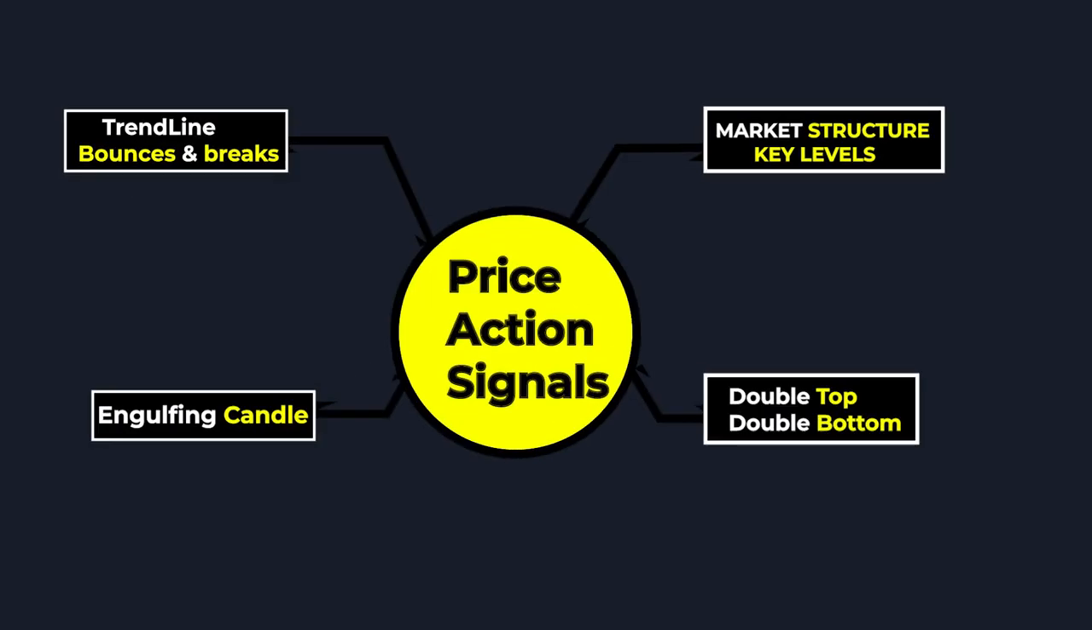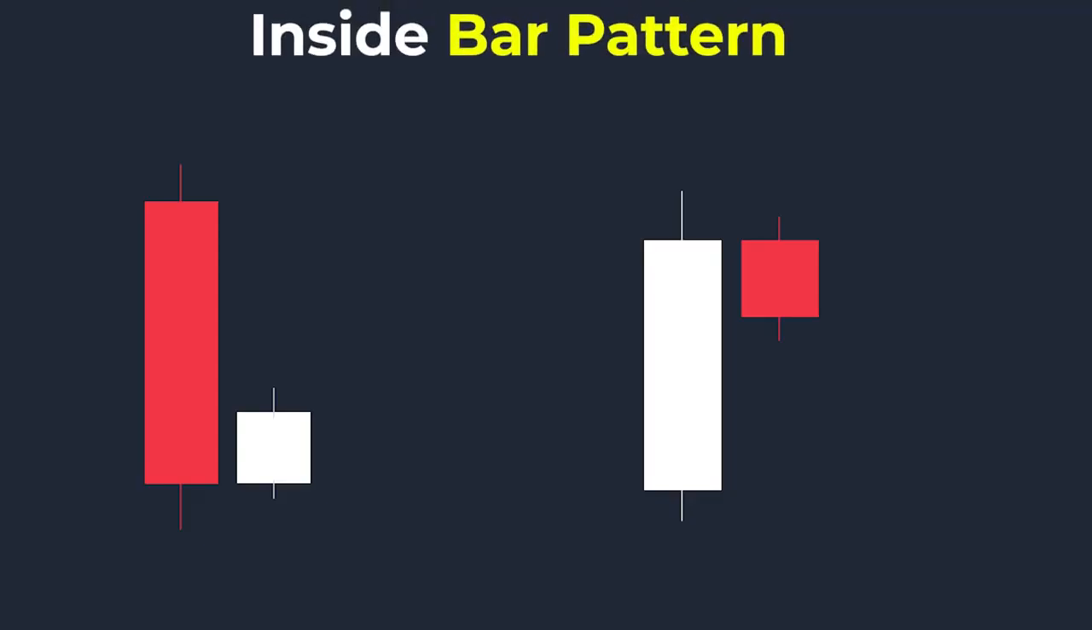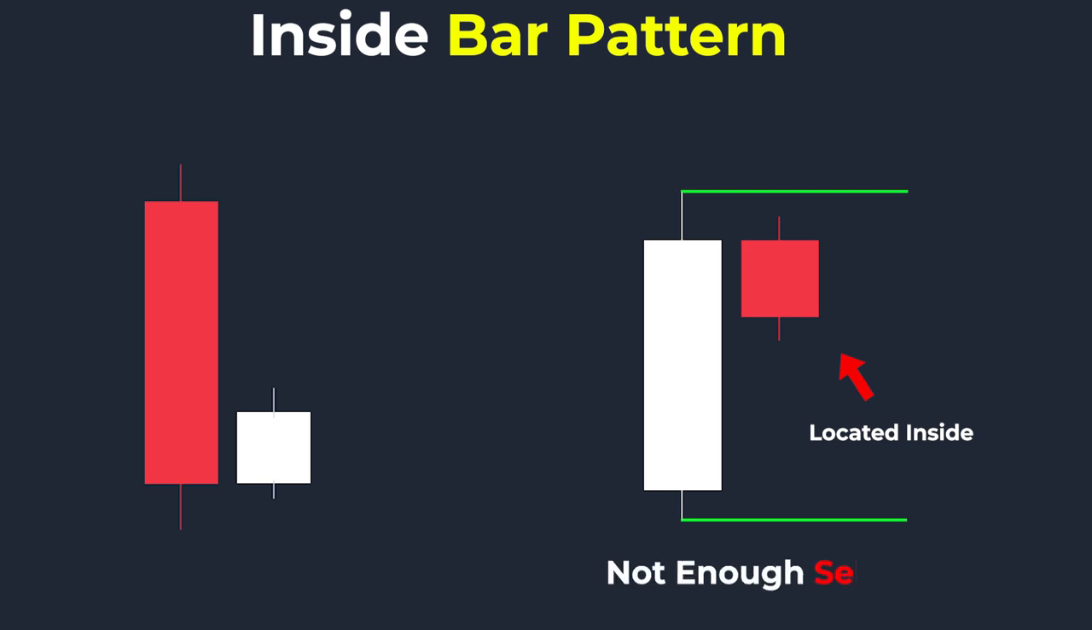Now, the fifth price action signal is the inside bar pattern. In a bullish inside bar pattern, a large candle appears first, showing strong buying pressure. The next candle is smaller and stays within the range of the first candle. This means buyers are pausing, but sellers are not strong enough to push the price down further. If the price moves above the high of the larger candle, it confirms that buyers are back in control and the market is likely to continue upward.